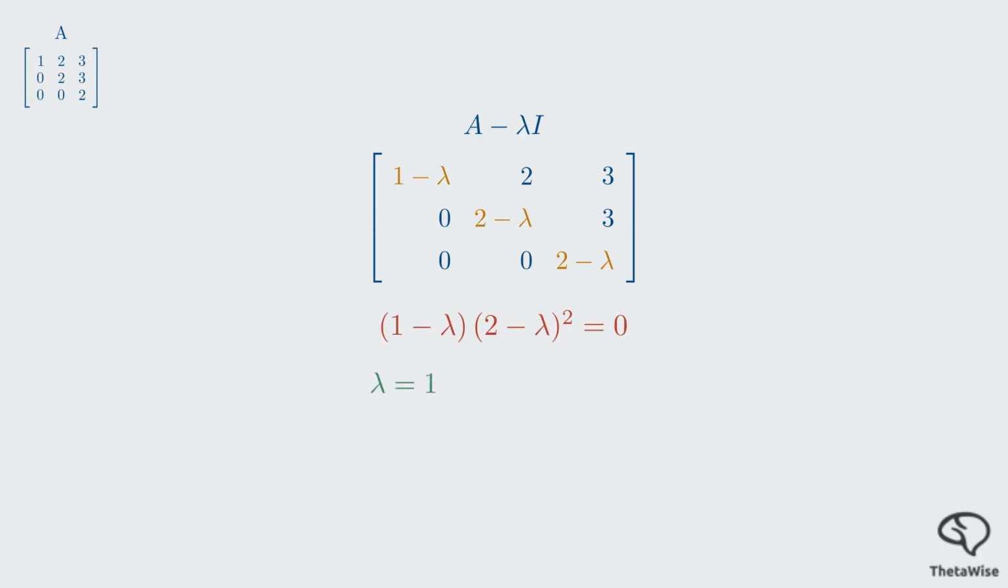A product is 0 when at least one factor is 0. The first factor gives lambda equal to 1. The repeated second factor gives lambda equal to 2, with algebraic multiplicity 2. So the eigenvalue list is 1, 2, 2.